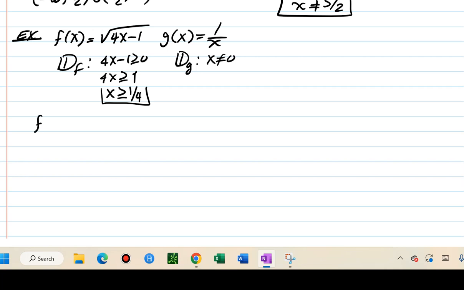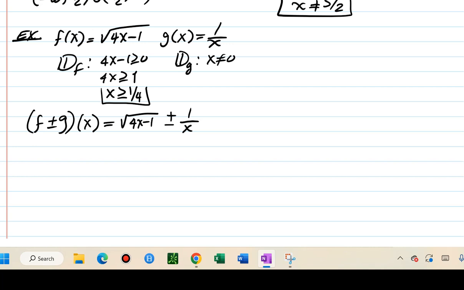Now let's do the sum and difference. I'm going to go sum and difference here because, again, these functions will not combine. So the sum function would be the square root of 4x minus 1 plus 1 over x, the difference would be minus 1 over x. These are two different functions. I'm just combining them as two operations into one. And what is the domain of this one? Right? The domain of this one is going to be x has to be greater than or equal to 1/4, right?